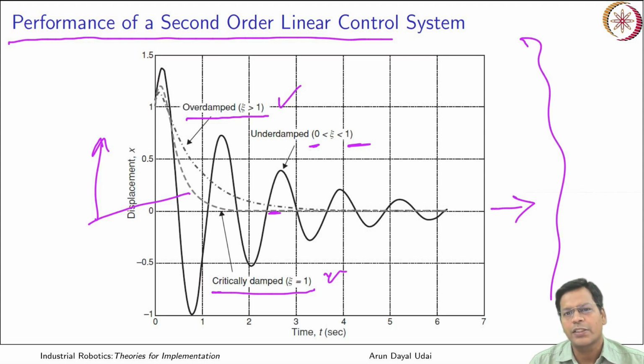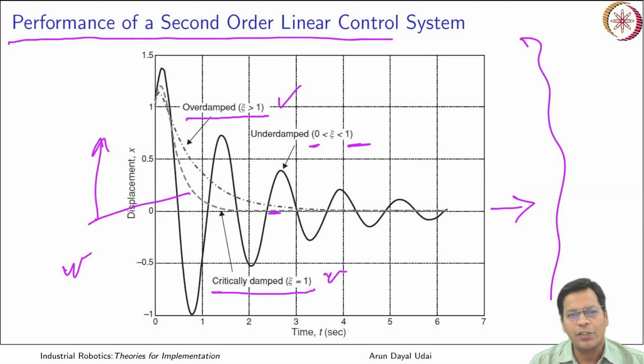So you already know where your roots lie. So based on the roots and their location in the complex plane, you can decide how your system is going to behave. So you know how to get the characteristic equation of your system, and you can find out the roots. You can say how your system is.